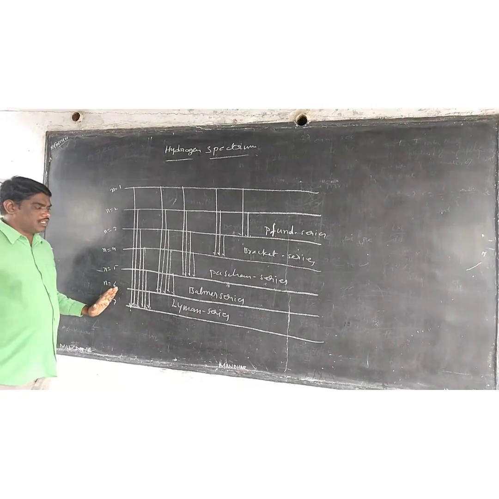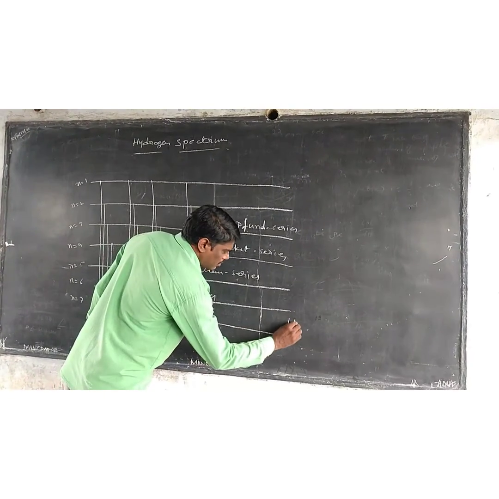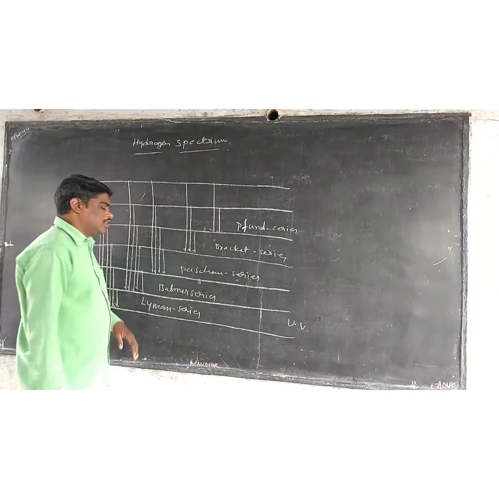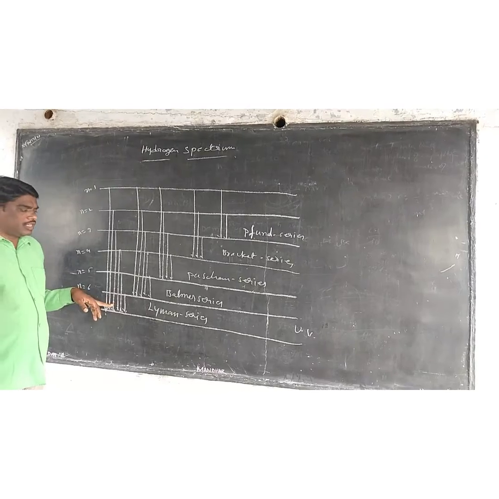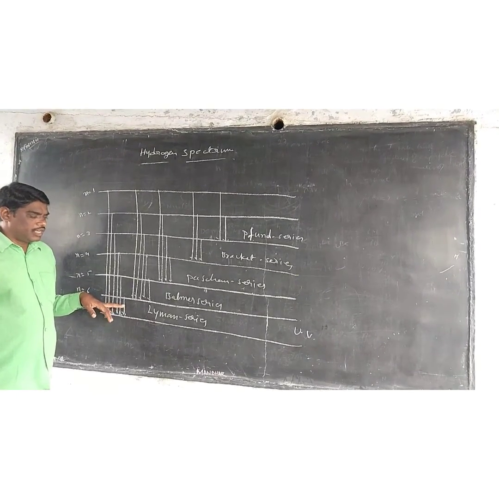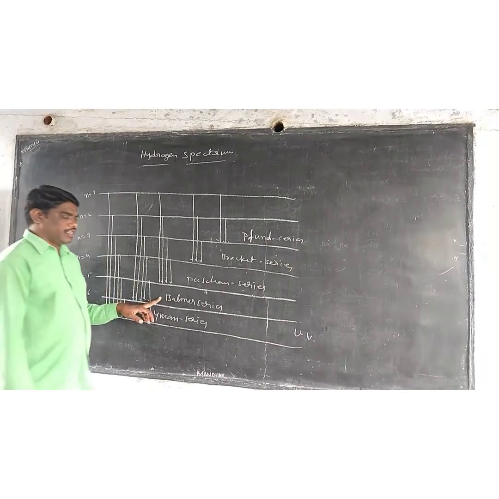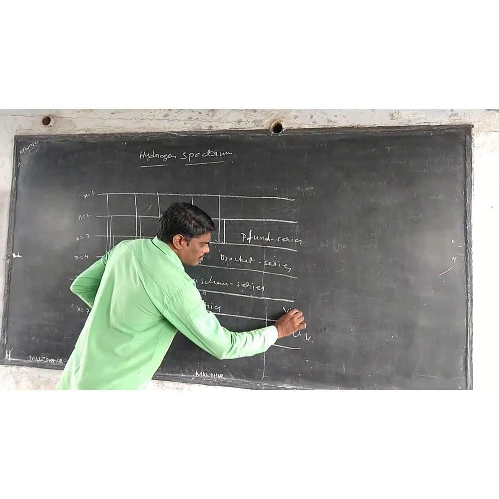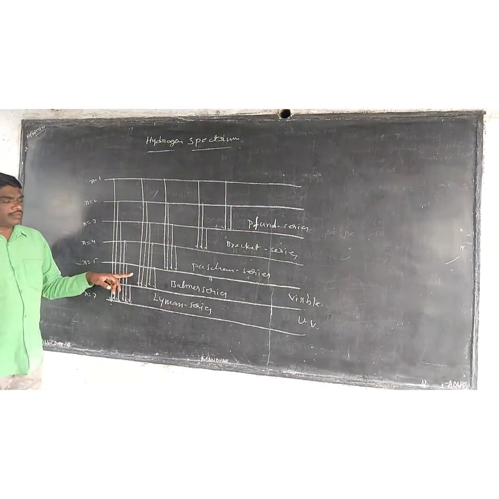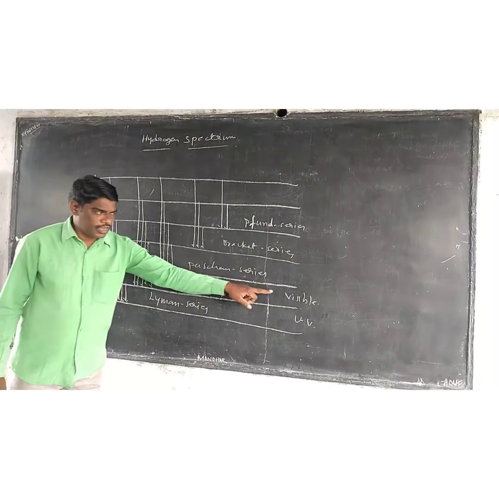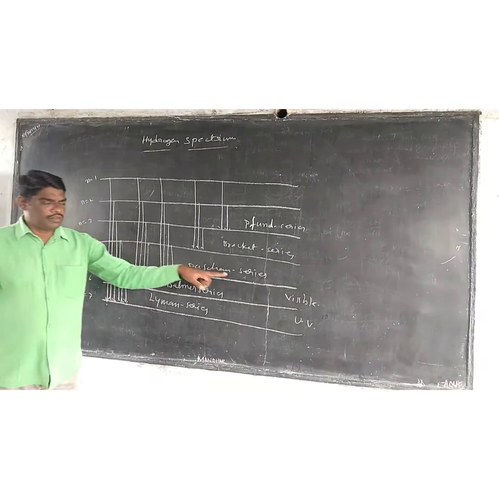The Lyman series is in the ultraviolet region, UV region only. This is the first, n = 1, the Lyman series, in the ultraviolet region. Second is the visible region. The splitting of these spectral lines in the visible region only was identified by the scientist Balmer. That is the Balmer series, in the visible region.